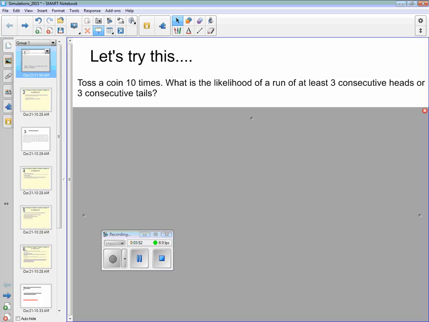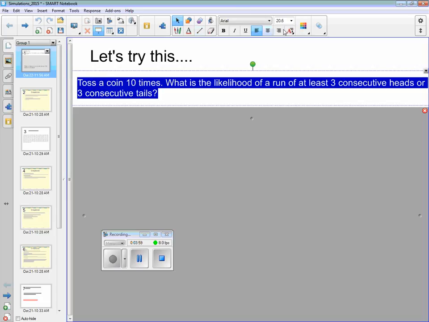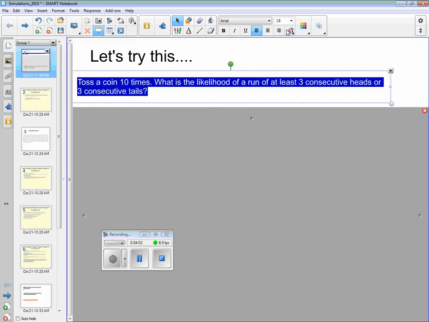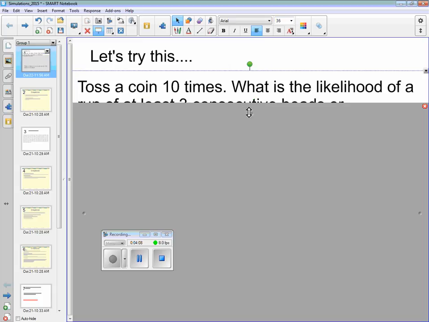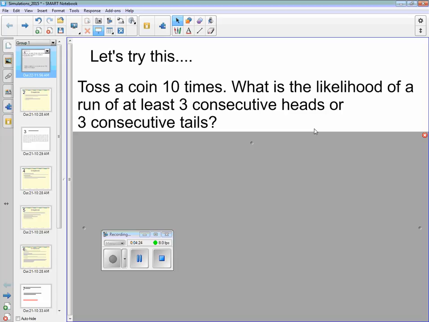So we're going to toss a coin 10 times, and we're trying to figure out the likelihood of, I don't know how big that's going to be. Oh, that's tinier. Aha. Better? All right, we're going to toss a coin 10 times. We want to think about the likelihood of a run of at least 3 consecutive heads or 3 consecutive tails, okay? So would it be hard to do?